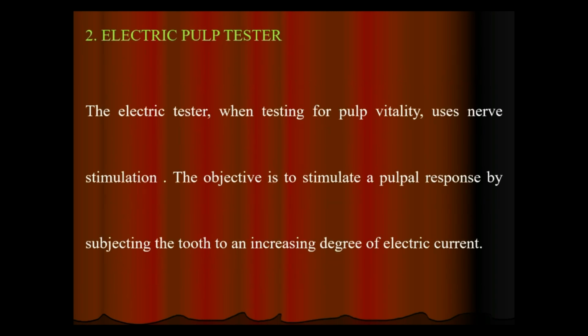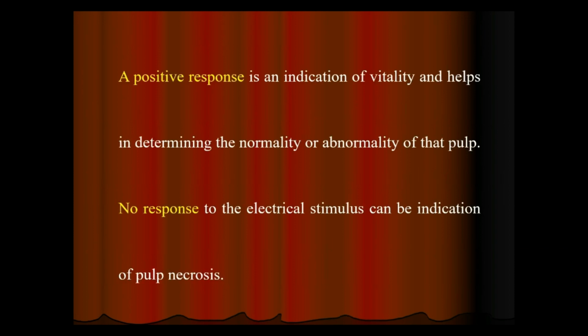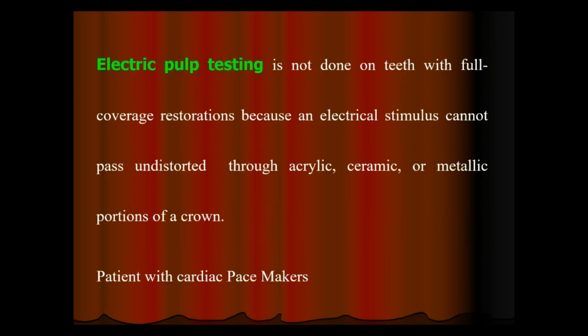Electric pulp tester. This test, when testing for pulp vitality, uses nerve stimulation. The objective is to stimulate a pulpal response by subjecting the tooth to an increasing degree of electric current. A positive response is an indication of vitality and helps in determining the normality or abnormality of that pulp. No response to the electrical stimulus can be an indication of pulp necrosis.